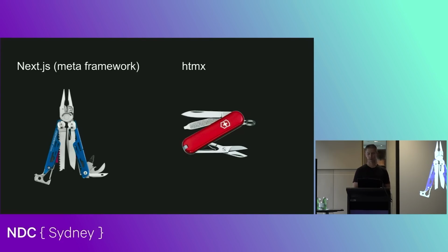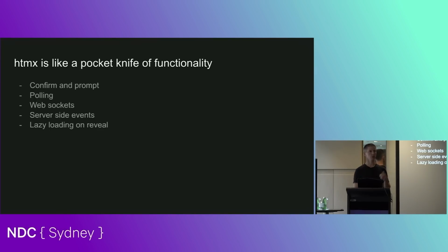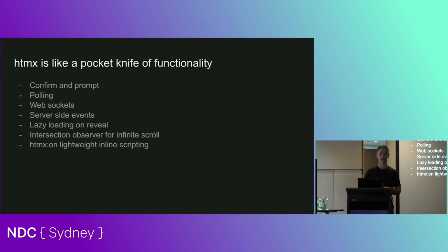It's got a lot more in there than you will probably use in every app. You've got things like attributes for confirm and prompt dialogues. You've got polling, WebSockets, server-side events. You can do lazy loading, where if an event is triggered, you'll lazily grab that HTML from the server, and it's just with attributes. So all of these advanced SPA-type things, you can still do a fair bit of that. You've got intersection observer, so you can do infinite scrolls with just attributes.